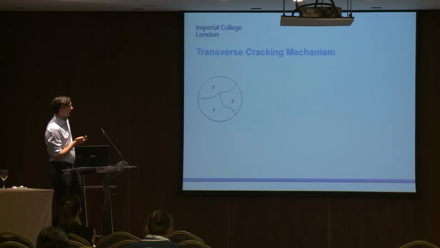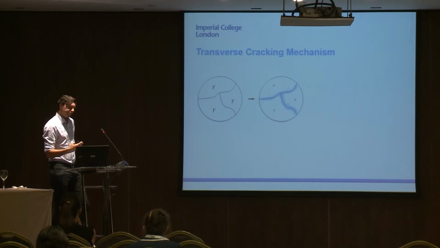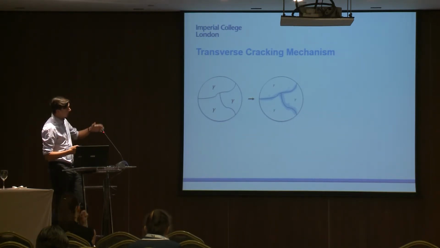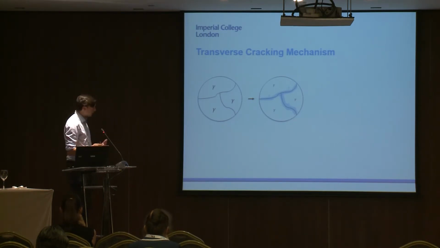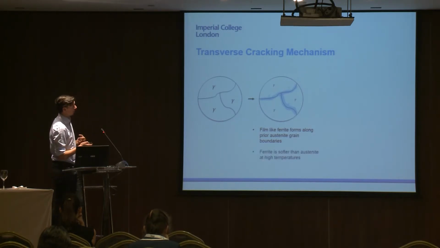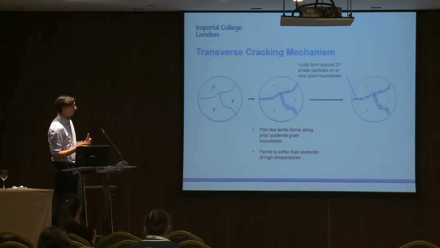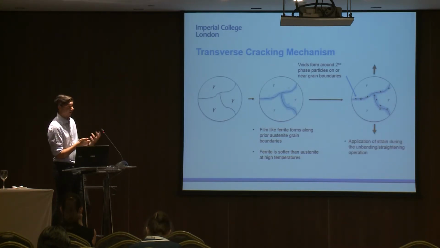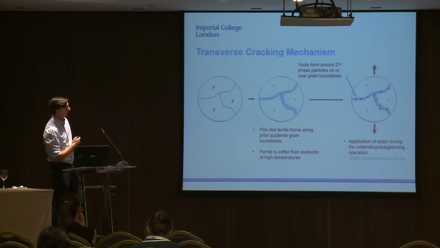So how does this actually happen? If you're really hot, you have purely austenitic grains. Then as you start to cool down, you get a phase transformation. You get ferrite forming, typically on the grain boundaries first, as a film-like ferrite called deformation-induced ferrite. This happens on prior austenitic grain boundaries. The ferrite is softer than the austenite at these high temperatures. Then, with second phase particles present, when you put in a small strain associated with that unbending operation, the strain is concentrated in the ferrite phase, and voids form around these particles.